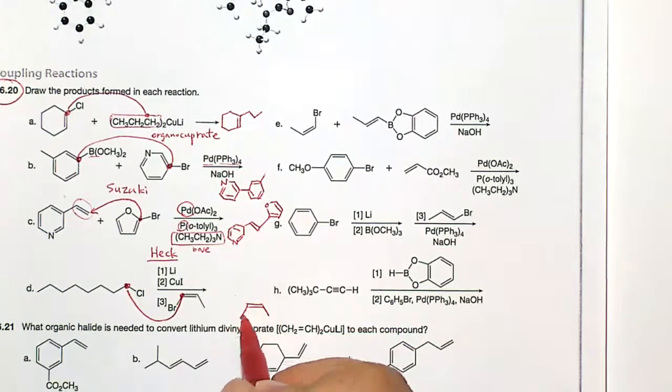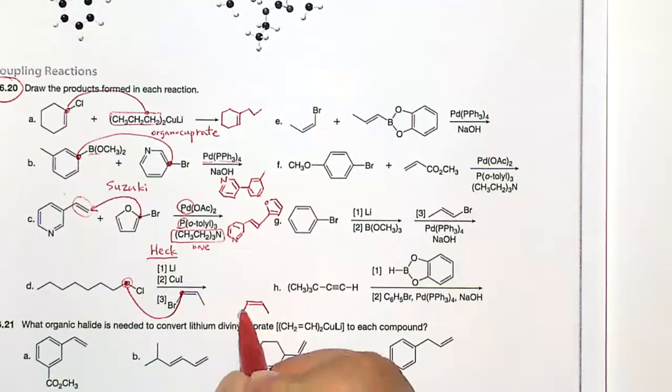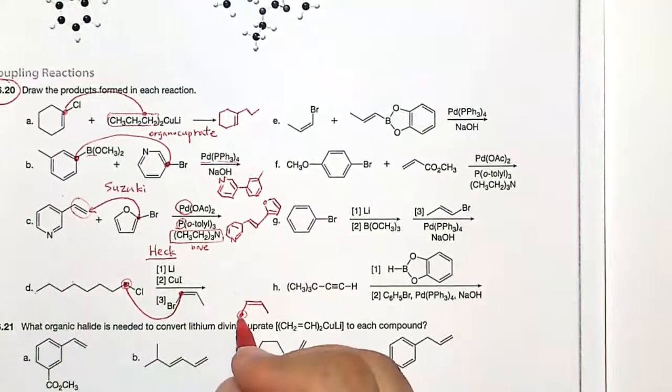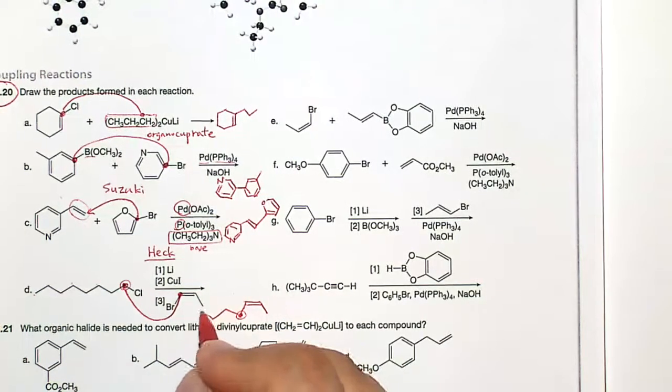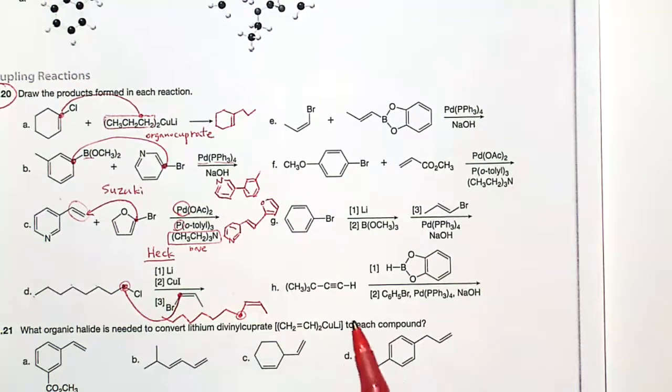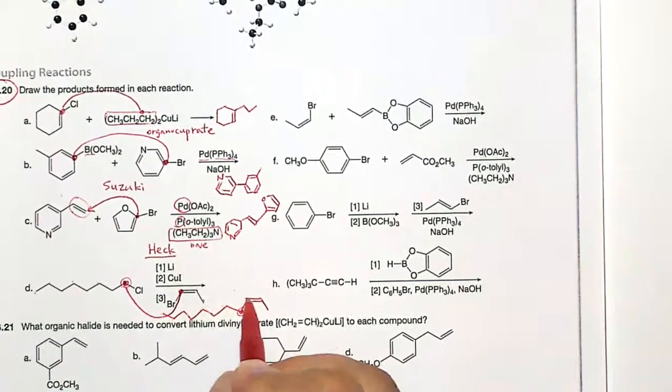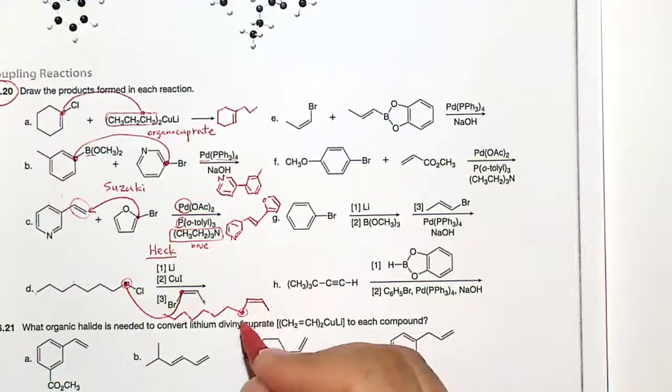Then this carbon is that carbon: 1, 2, 3, 4, 5, 6, 7, 8. So this is octyl. So this is your product, and the cis remains.